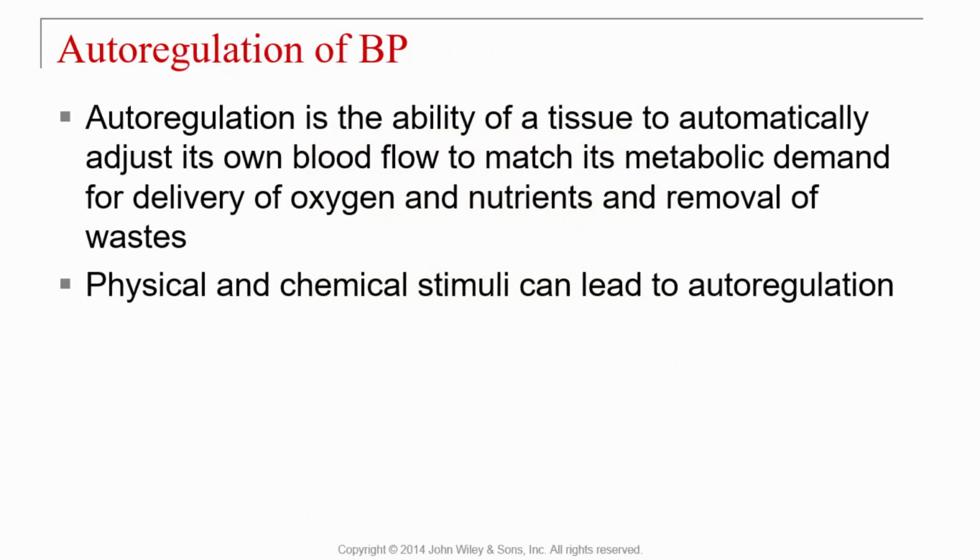Now, autoregulation is the ability of the tissue to automatically adjust its own blood flow to match its metabolic demand for delivery of oxygen and nutrients and removal of waste. Physical and chemical stimuli can lead to autoregulation. Like I said earlier, there might be some areas of the body where the blood pressure is a bit higher, other parts of the body where the blood pressure is lower at the same time. Again, this is where that autoregulation comes into play. For instance, if you're working out and those muscles need more oxygen, you're going to get vasodilation and more blood flow to the muscles.